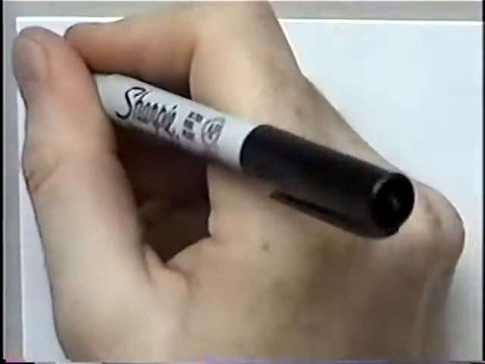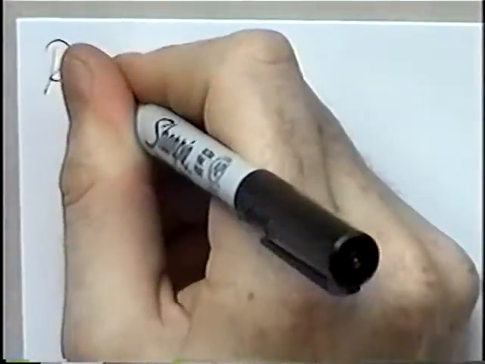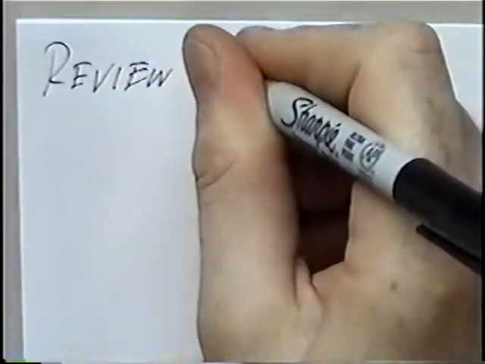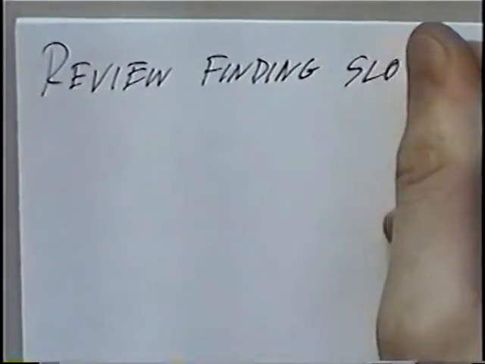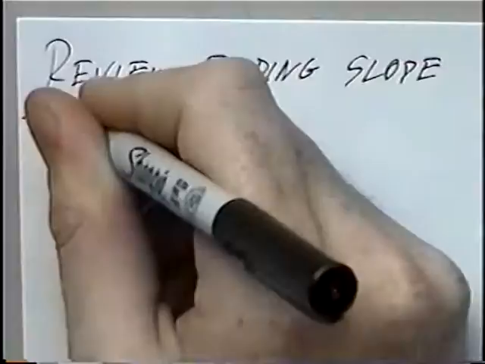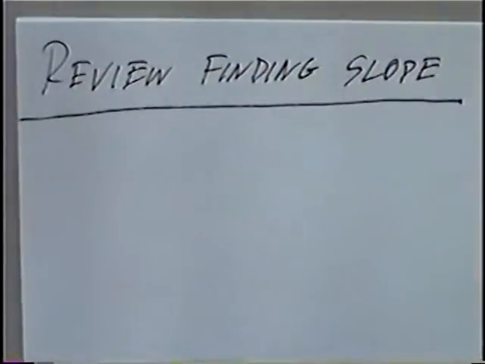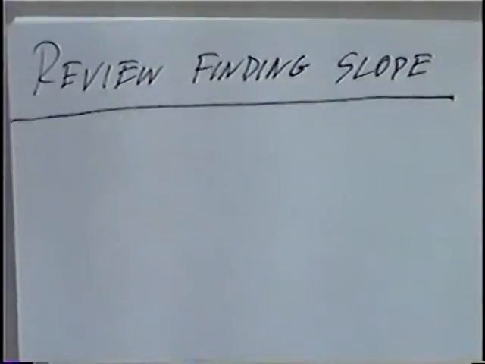Title of the first section, Review, Finding Slope. In this section, we'll review how to find the slope using 2 points.